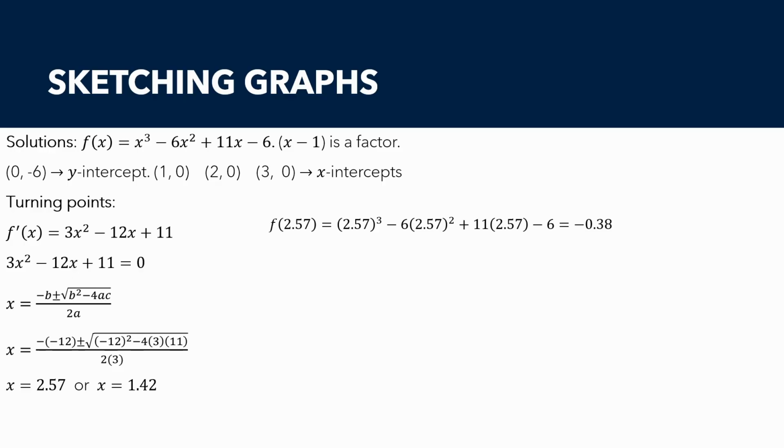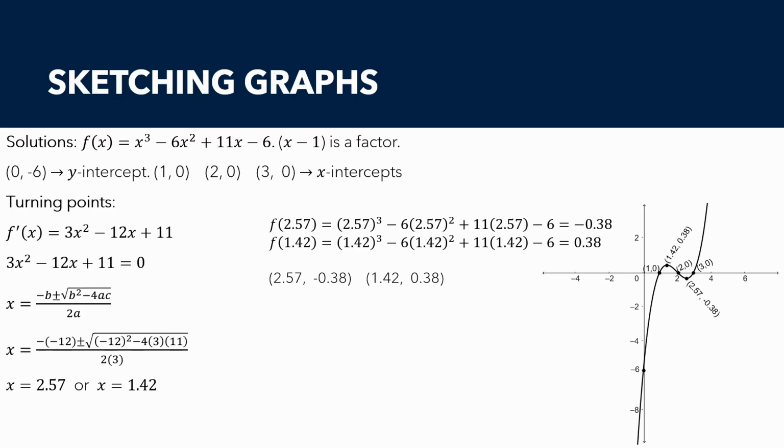Doing the very same thing with the 1,42 x value, f of 1,42 is equal to 1,42 cubed minus 6 multiplied by 1,42 squared plus 11 multiplied by 1,42 minus 6 to give me a y coordinate of 0,38. And now I have the coordinates of my turning points as (2,57; negative 0,38) and (1,42; 0,38). And now I can finally sketch my graph.